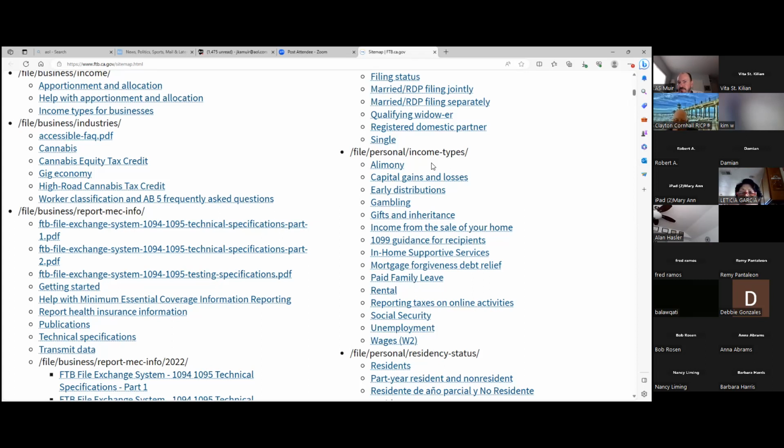The alimony rules for the state of California are different, and we're going to get into that. They're different than the federal rule. What that means is California does not conform to the Tax Cuts and Jobs Act of 2017, that federal legislation. So that's an example of nonconformity.